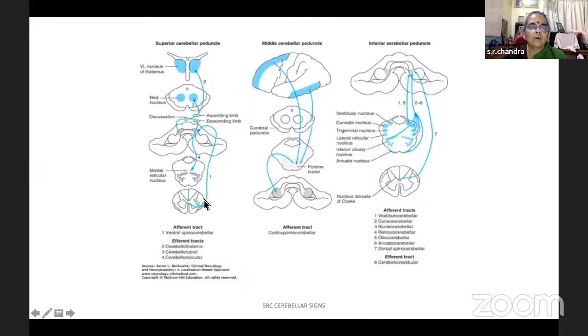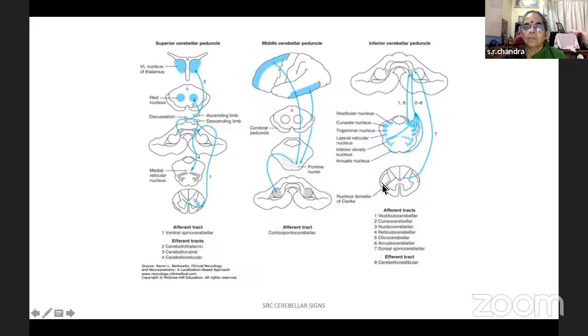We know that it is the olivo-dentato-rubro-thalamo-cortical pathway. That's the most important pathway in the superior cerebellar peduncle, olivo-dentato-rubro-thalamo-cortical, which can be split into various levels. The afferent is the ventral spinocerebellar, but mostly in the superior cerebellar peduncle the efferent is the most important one. And the middle cerebellar peduncle has only one pathway, that is cortico-pontocerebellar.